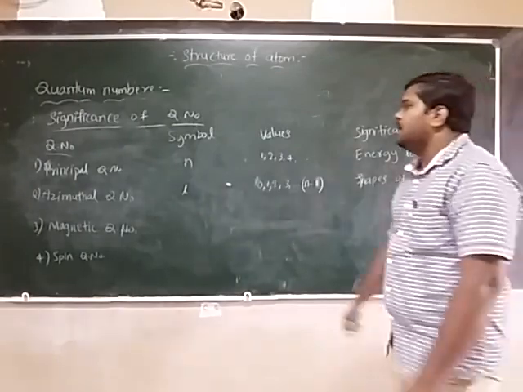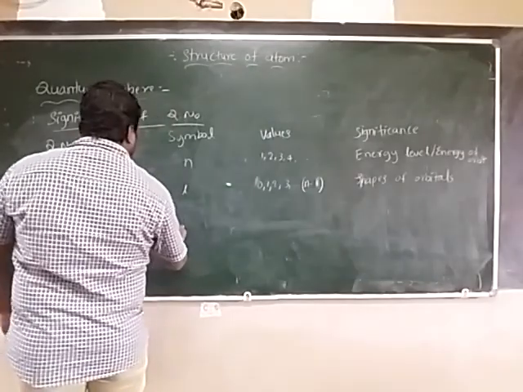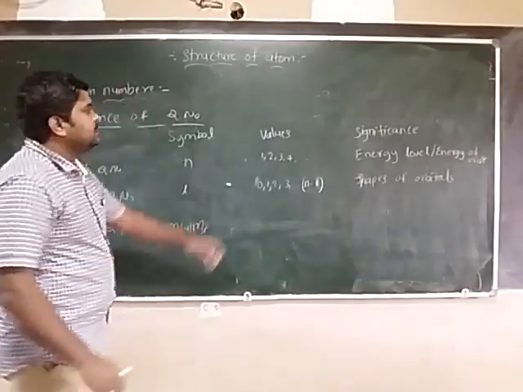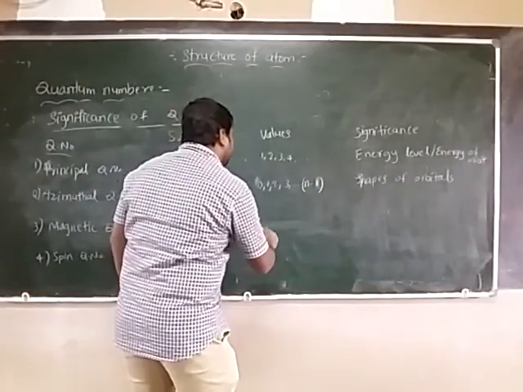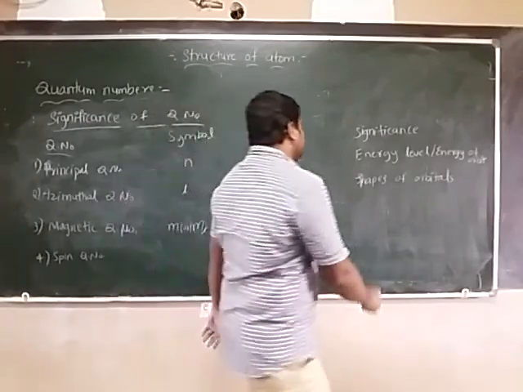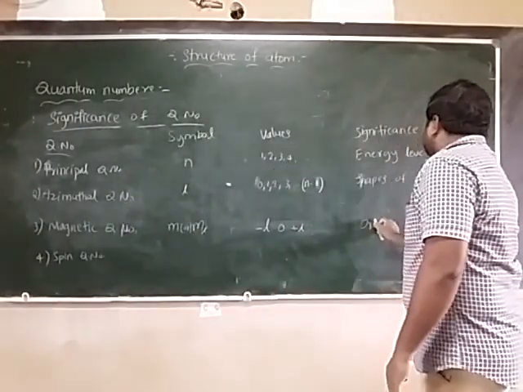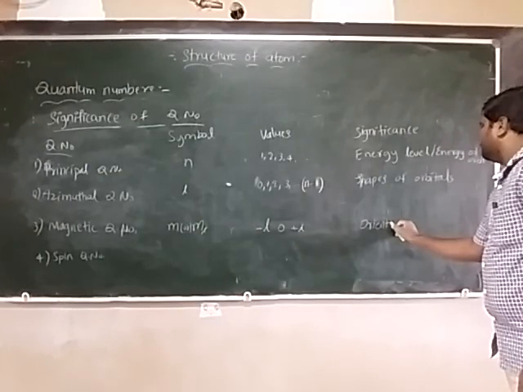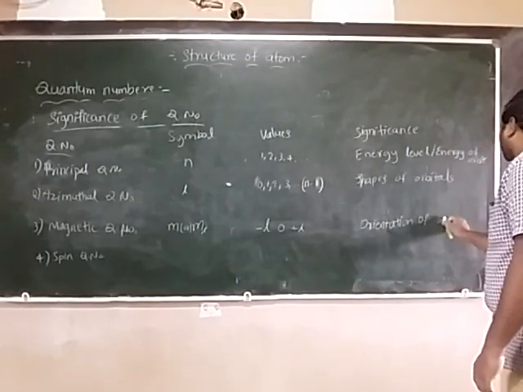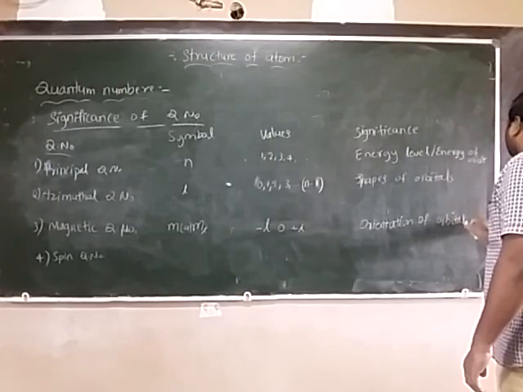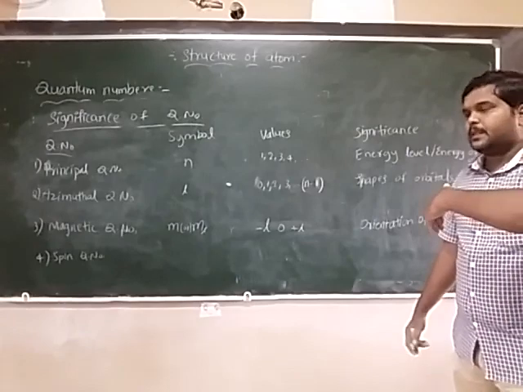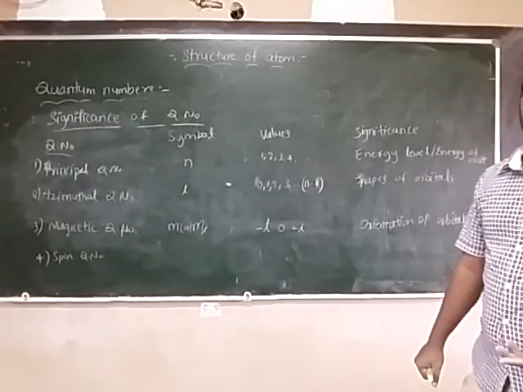Next, the magnetic quantum number, indicated with m or ml. The values are minus l, 0 to plus l. It mainly gives information about the orientation of orbitals. The orientation of the orbitals explains the splitting, and it also explains the Zeeman and Stark effect.